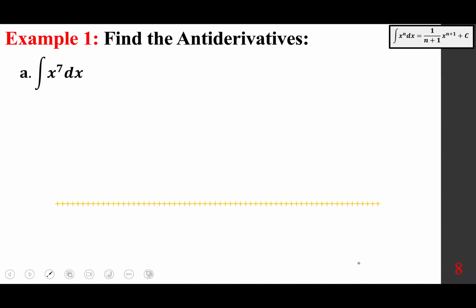So having said that, we can use the power rule right here. And all you have to do, the integral of x to the power of n is 1 over n plus 1, x to the power of n plus 1. So 1 over 7 plus 1, x to the power of 7 plus 1, and a constant, which gives us 1 over 8, x to the power of 8 plus a constant.